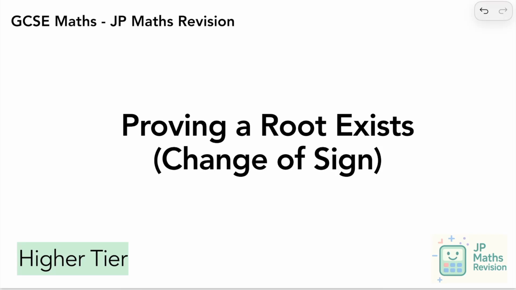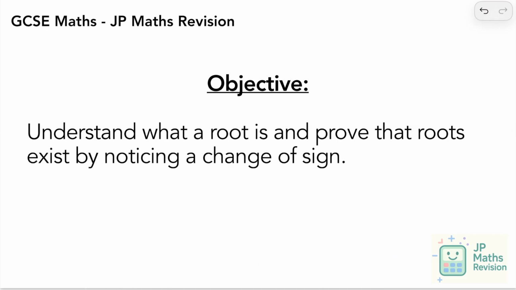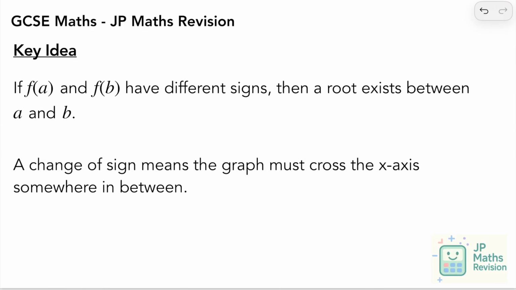Hello! In this video we're going to be proving that a root exists between two values by noticing a change of sign. So the objective here is to understand what a root is and to prove that roots exist by noticing a change of sign. So the key idea: if f of a and f of b have different signs, then a root must exist between a and b. A change of sign means that the graph must have crossed the x-axis somewhere in between.